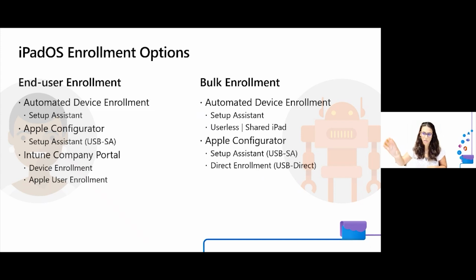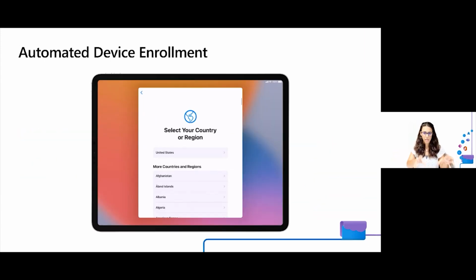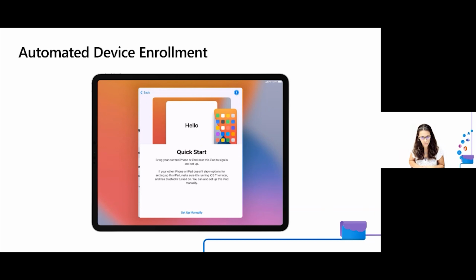On the other side, on the right side, you see the bulk enrollment options. Again, you have automated device enrollment, but without user affinity, without the user account tied to that device. It is used more for shared iPads and for user-less scenarios. And the same for Apple Configurator. Let's look at the experience that you'll have on the automated device enrollment.